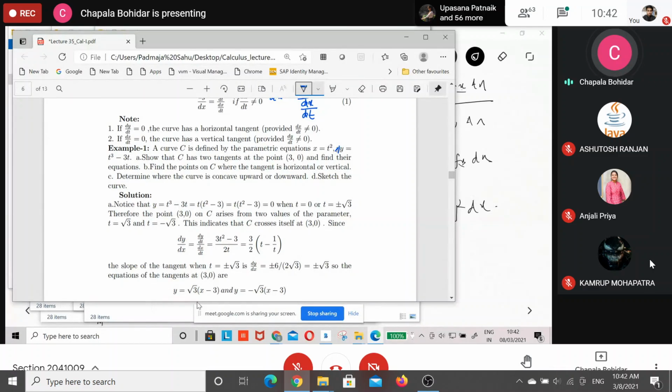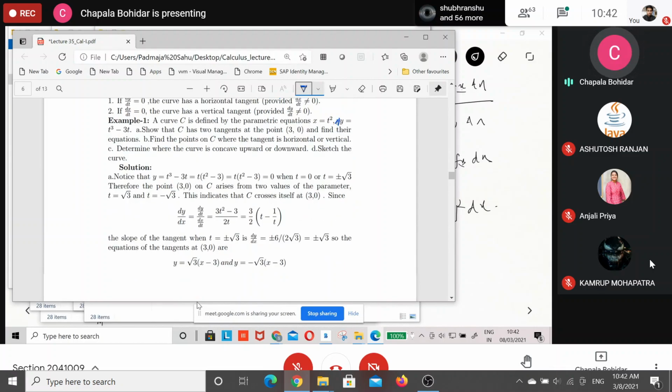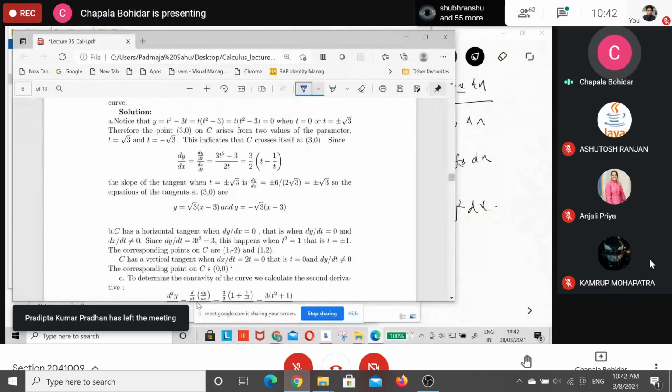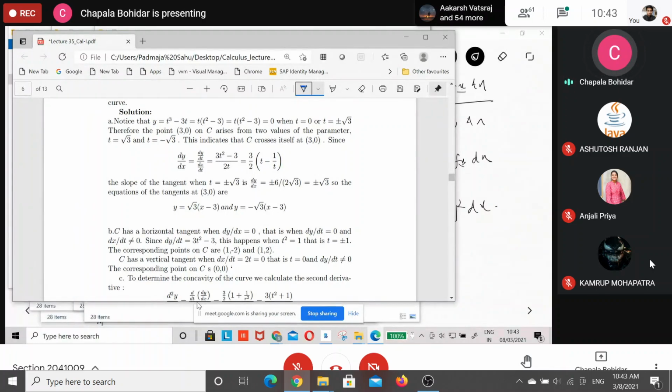Then what is the question asking? Two tangents, find their equations. Find the points on C where the tangent is horizontal or vertical. If the tangent is horizontal, we know dy/dt = 0. dy/dt = 0 means 3t² − 3 = 0, so t² = 1, and the value of t is ±1.